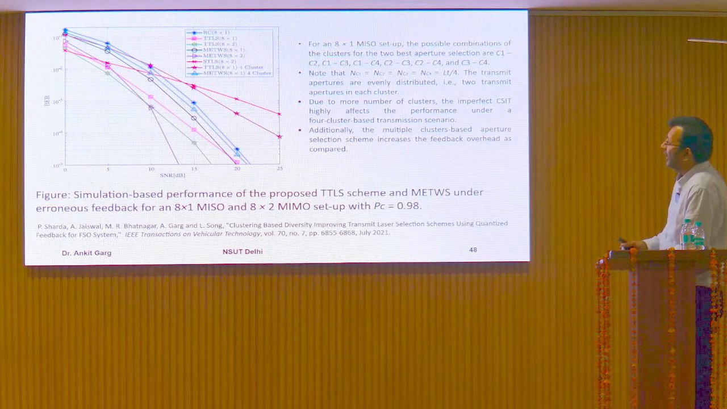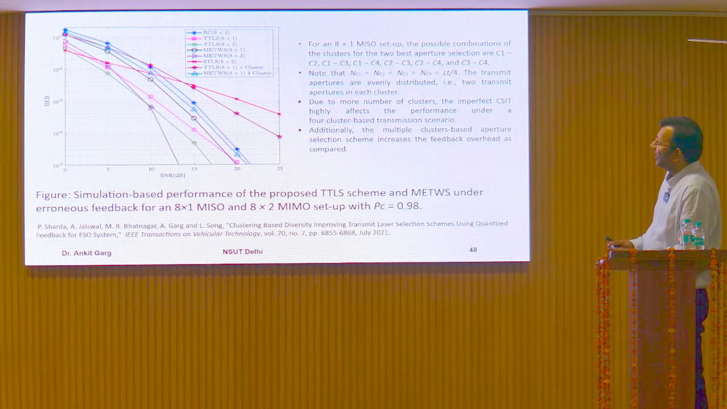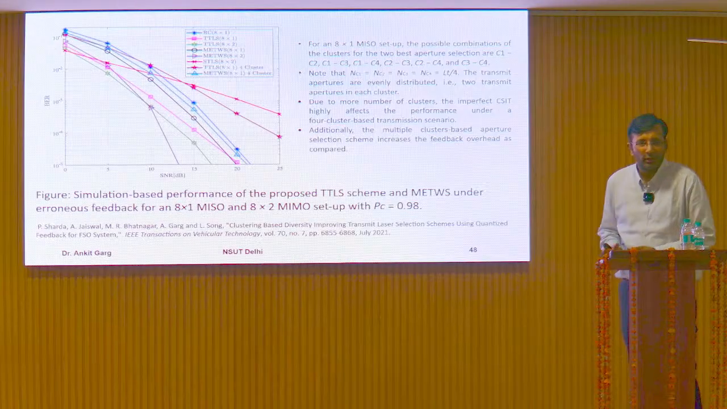Then we have 8 cross 2, TTLS 8 cross 2. What would be the diversity order for 8 cross 2?